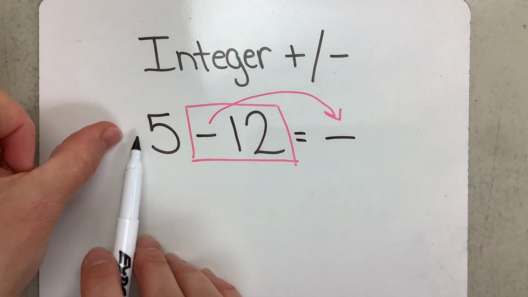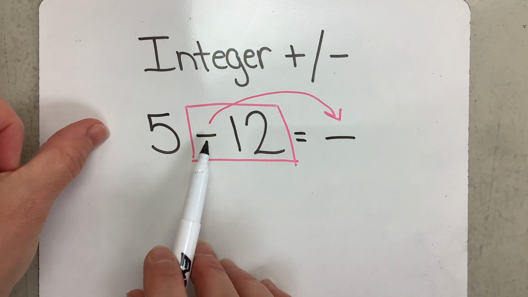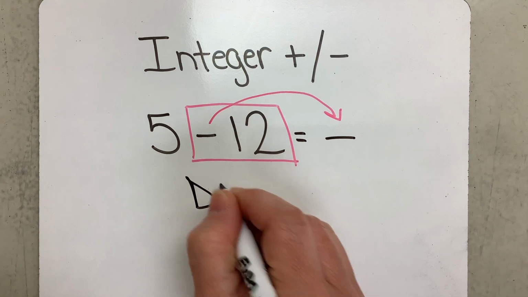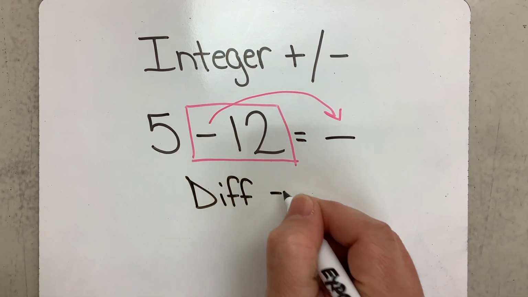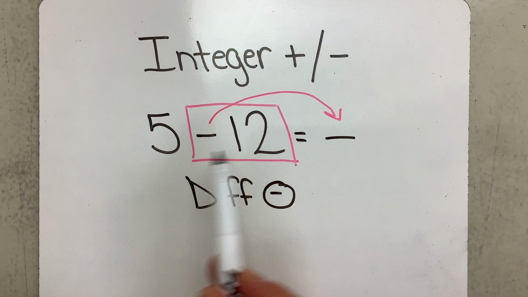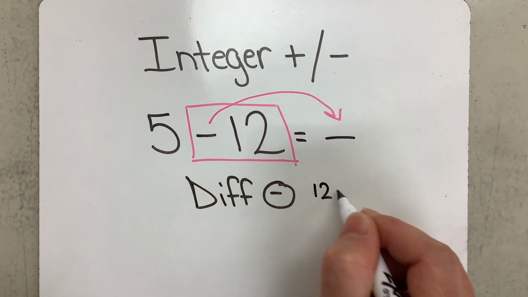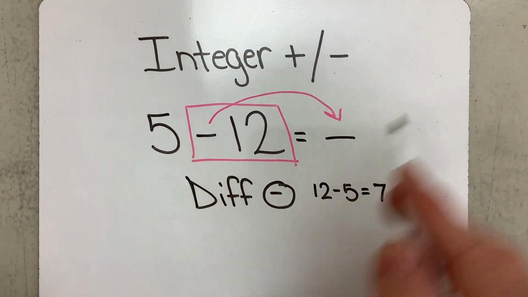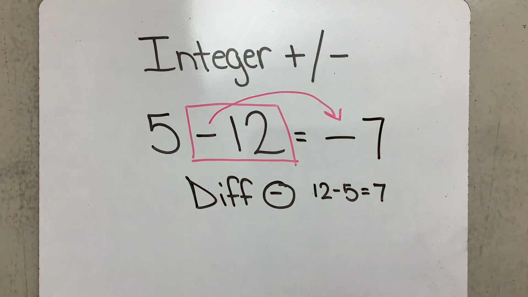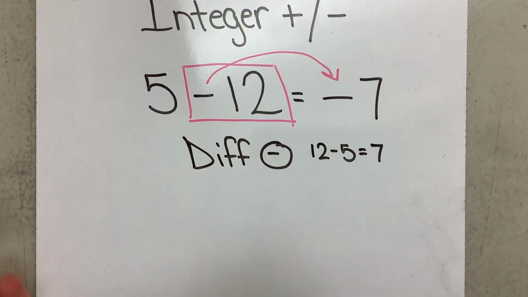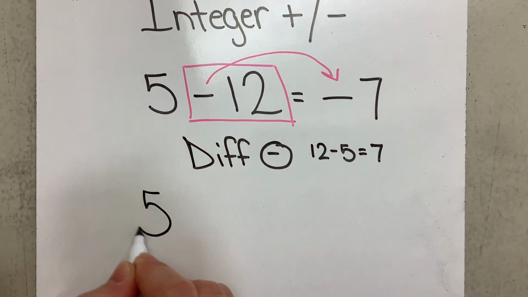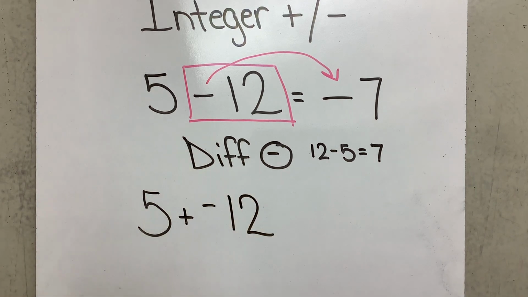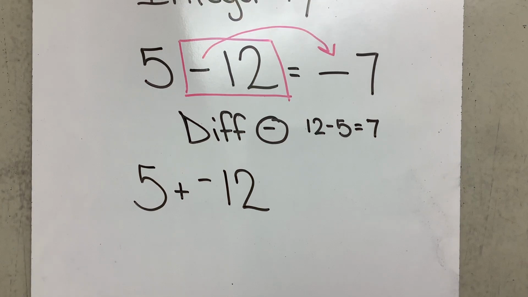Now, when I look at this, 5 is positive, 12 is a minus or a negative. Those are different. Because they are different, we are going to subtract. So 12 minus 5 equals 7. So our answer is negative 7. Okay. Now, some books will rewrite this like this: 5 plus a negative 12. Okay. This means exactly the same, and we've practiced these both ways.